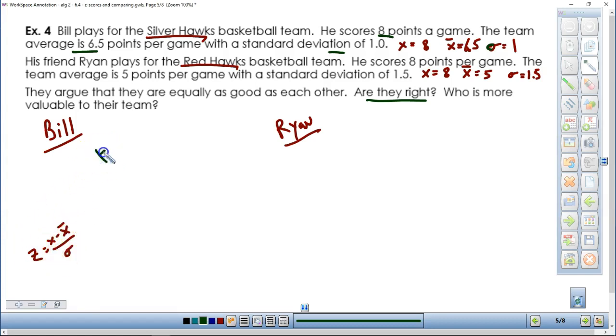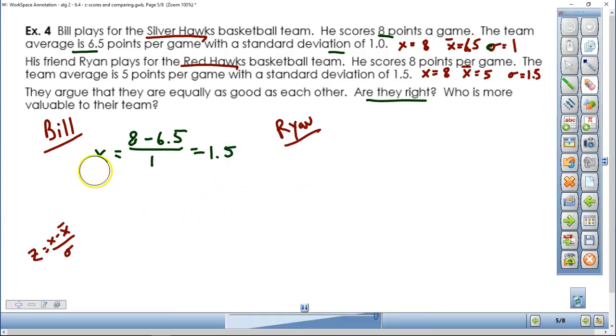For Bill, it would be his 8 points minus the mean for his team divided by the standard deviation for his team, which gives him a z-score of 1.5. So Mr. Ezra just noticed that he wrote the letter X here. That was a mistake. That should be the letter Z because we're changing this to a z-score. So if you'll fix that in your notes, and I apologize for that. Let's look at Ryan now.